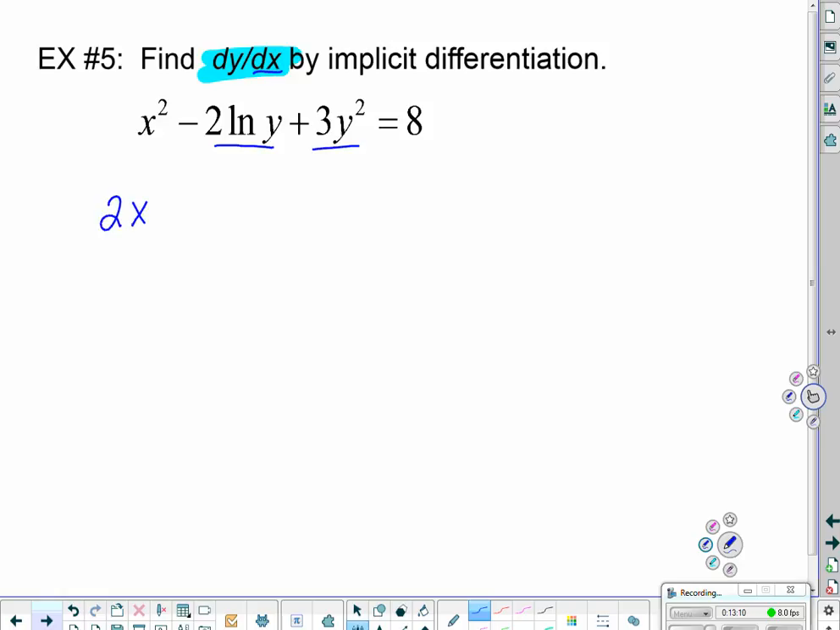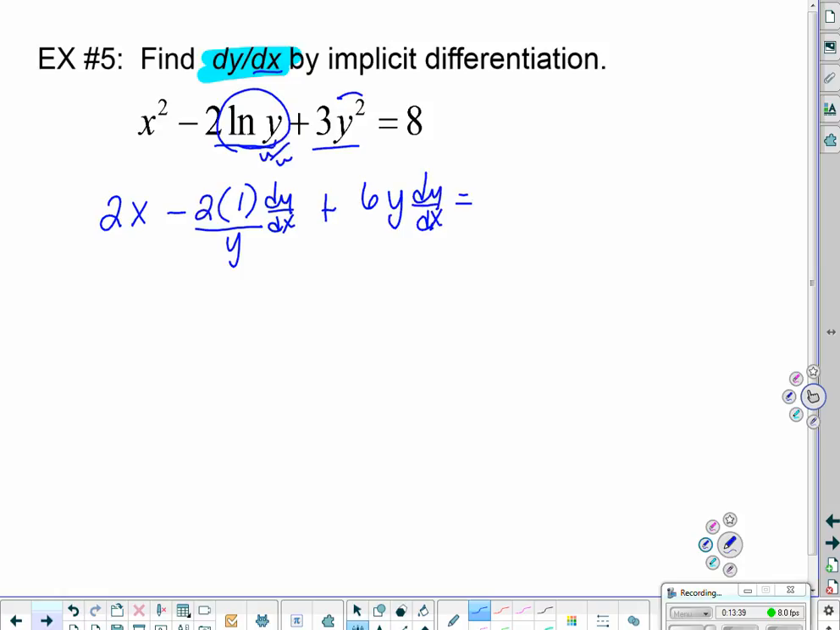We're making x our independent variable. So the first one will be 2x minus 2. The derivative for a log is u prime over u. So the derivative of y is 1, and then I'd have dy dx over y. Plus, derivative of this, 2 comes and multiplies. We're going to have 6y to the first dy dx, since y is not the independent variable, and the derivative of 8 is 0. Let's subtract our 2x, leaving the dy dx's on one side.